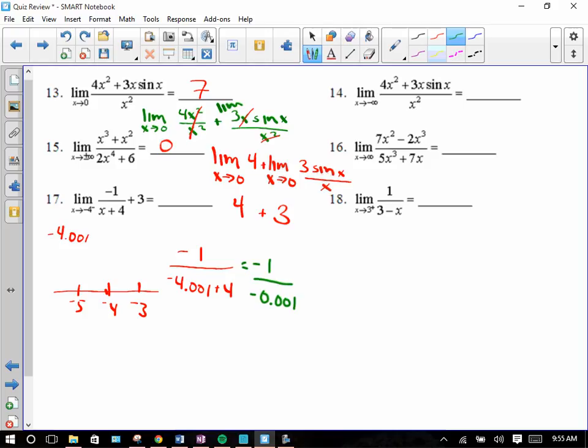Is this going to be positive? Divided by -1 by -0.001, that's a negative divided by a negative, which is positive. Therefore, my answer is infinity. If I do that, that's going to be positive 1,000. If I do another one, it's going to be positive 10,000. So for these ones, all you do is choose a number very close to whatever side you come from. If this side is the left, this side is the left. If it's positive, it's positive. If it's negative, it's negative.